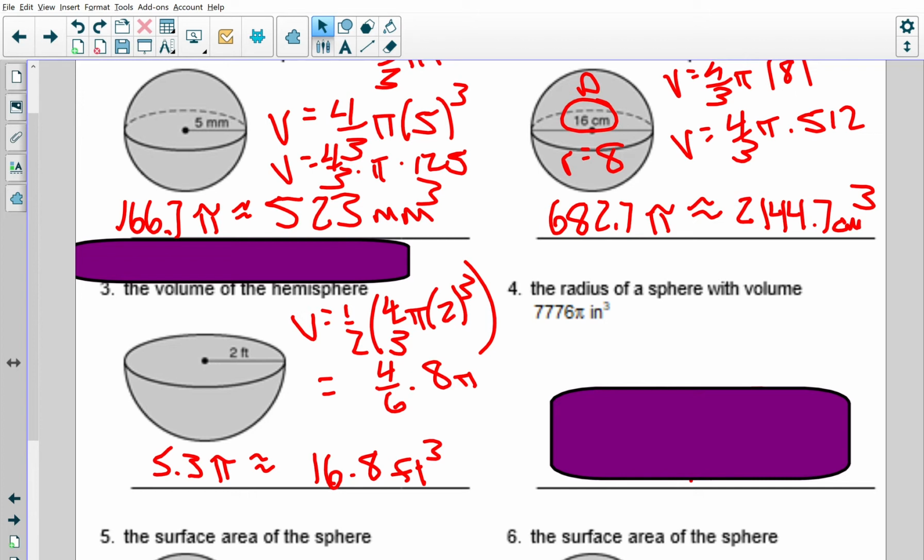Here in this next problem, so really the first problem, you need to know the formula. The second problem, you need to know that the radius is half the diameter in the formula. The third problem, you need to know that a hemisphere is half of the whole sphere. That's it. The fourth problem, they give you the volume, and you have to determine the radius. So how do I do that?